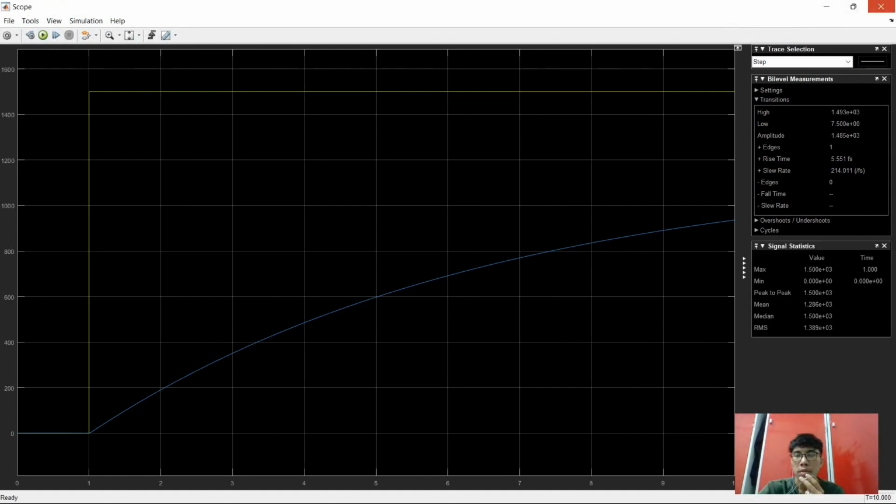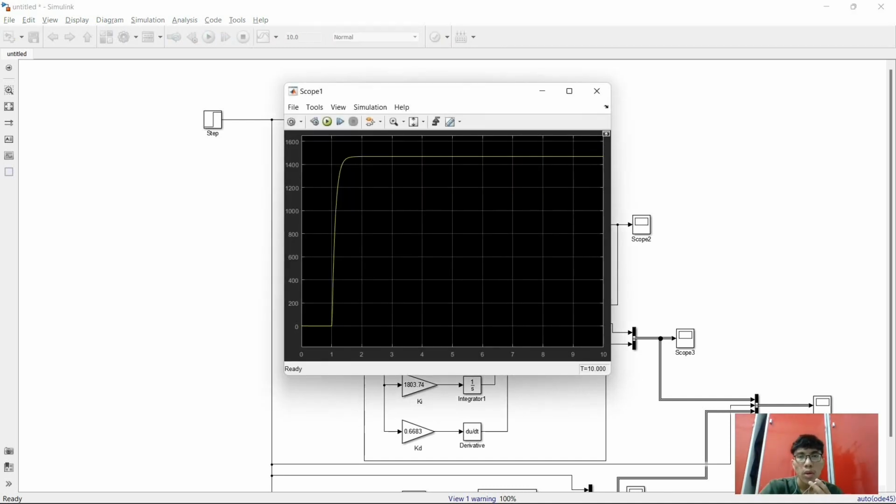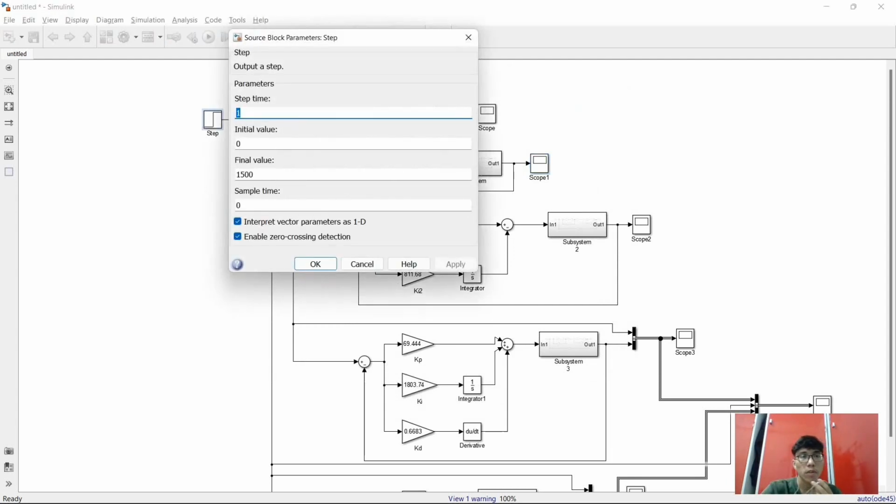Okay, so next we go through the second one, which is for the P controller, this one. So we run again, and then we check the response. Now this is the graph response for the P controller. As you can see here, this is for the 1500 RPM. First thing first, we must change the final value to 1500 because the input that we use is 1500 RPM.